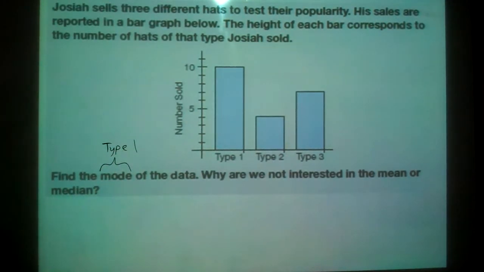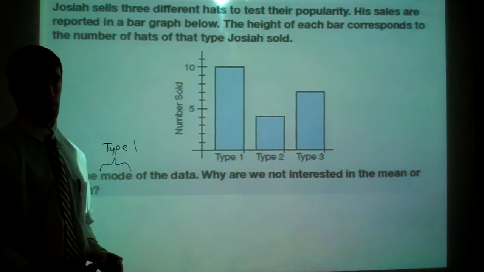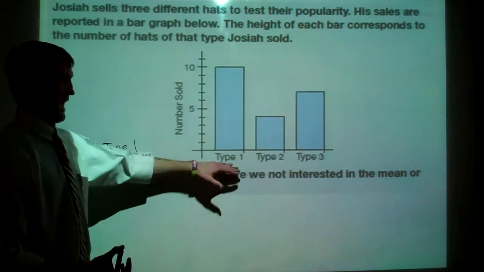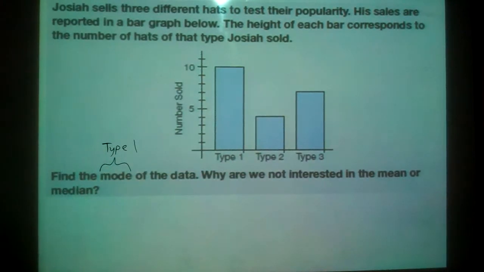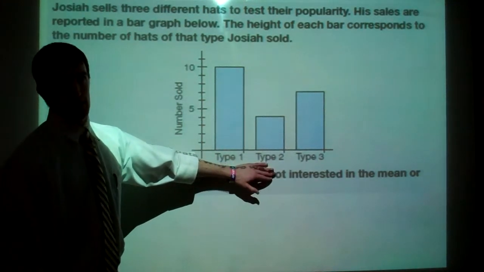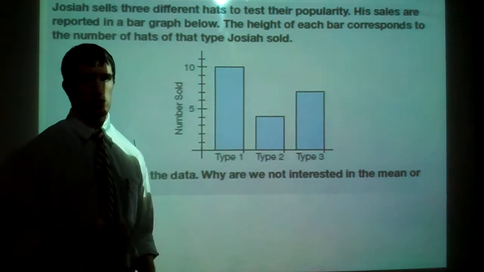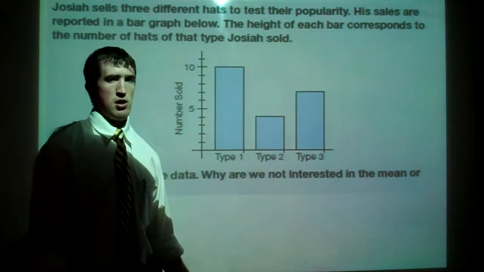And we are not interested in the mean or the median because look at what we're talking about. We're talking about types of hats. We're not really talking about numbers here like we were before. We're not talking salaries. We're talking about hat types. And it doesn't really make sense for us to find the mean or the median of the type of hat. They would actually say that this is a qualitative data set as opposed to a quantitative one. Qualitative is more descriptive. We're talking about hats, whereas quantitative is about numbers, money, things like that.